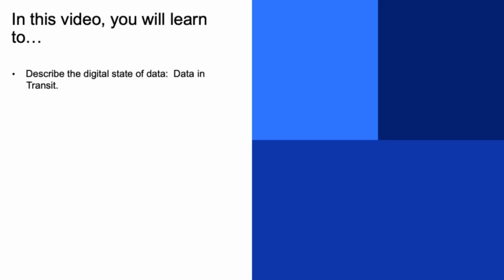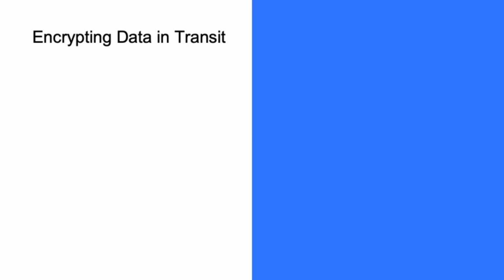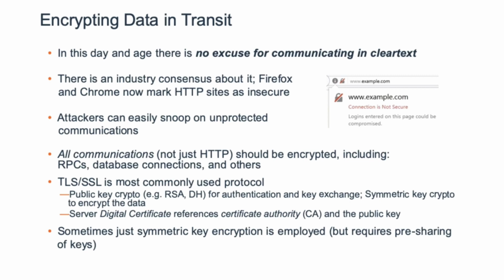In this video, you will learn to describe the digital state of data in transit. So encrypting data in transit is something we're all familiar with. In this day and age, there is absolutely no excuse for communicating in clear text. Just don't do it. There is an industry consensus about it. Recently, Firefox and Chrome started to mark HTTP sites as insecure. So, the sites that use encryption for communications, the proper prefix for that is HTTPS.